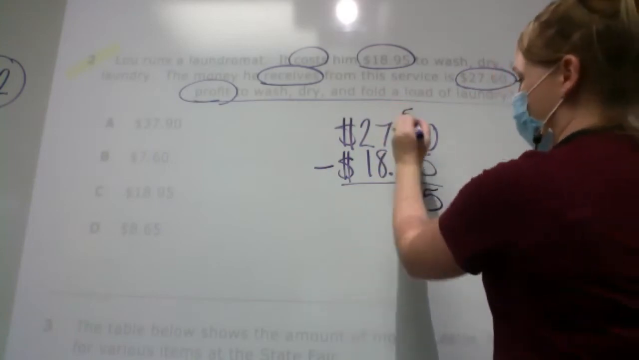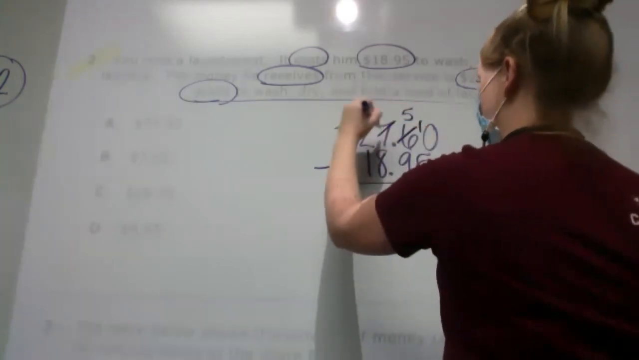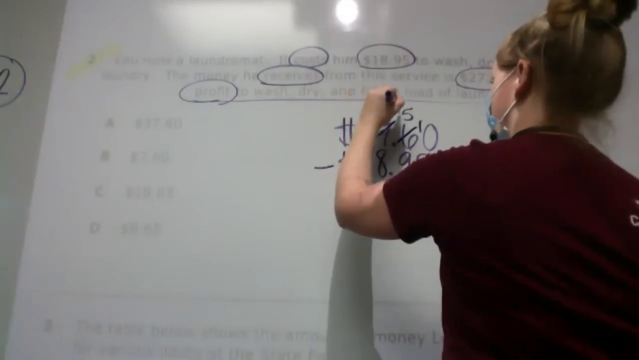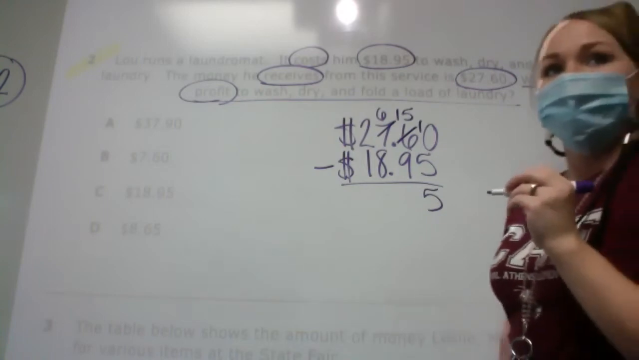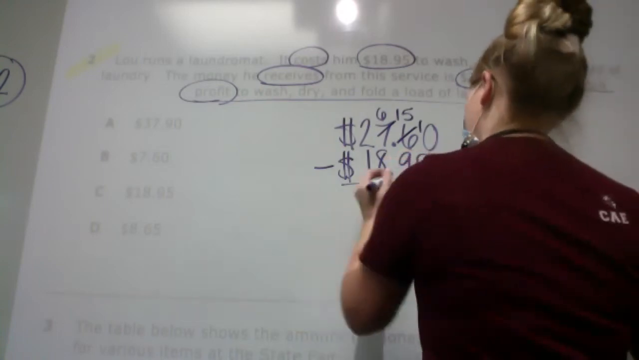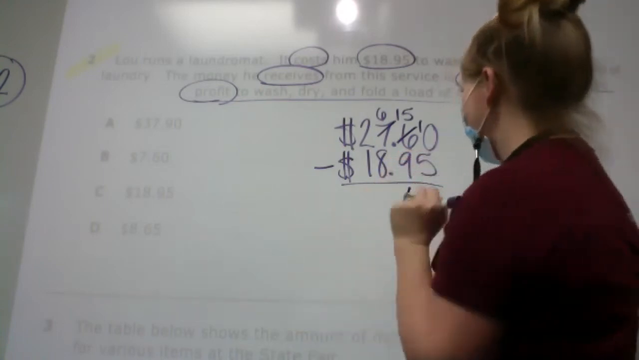Now same, I can't do 5 minus 9, I'm gonna borrow again. 7 turns to 6, I put a 1 here. What's 15 minus 9? 6. It is 6. Next is my little decimal, just go ahead and throw that in there.